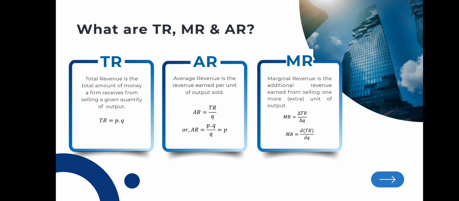MR stands for marginal revenue. Marginal revenue is the additional revenue earned from selling one more extra unit of output. Therefore, marginal revenue equals the change in total revenue for a unit change in quantity sold.